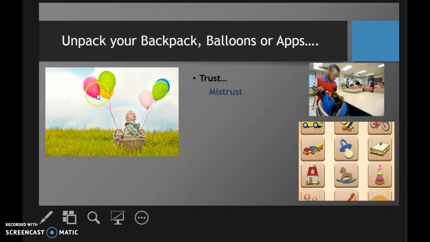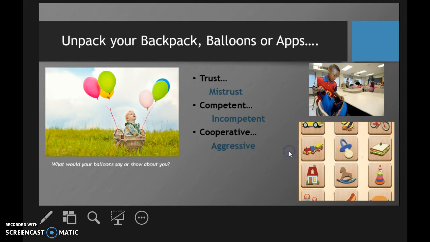For instance, each balloon may represent an area of trust, or perhaps a deflated balloon might reflect distrust or mistrust of something. A balloon or an app could tell us that we are competent or perhaps incompetent with its use. We could also be displaying efforts of cooperation or aggression towards teachers or other caregivers. So my question to you is, what would your balloons say or show about you? And how would those apply to your students?